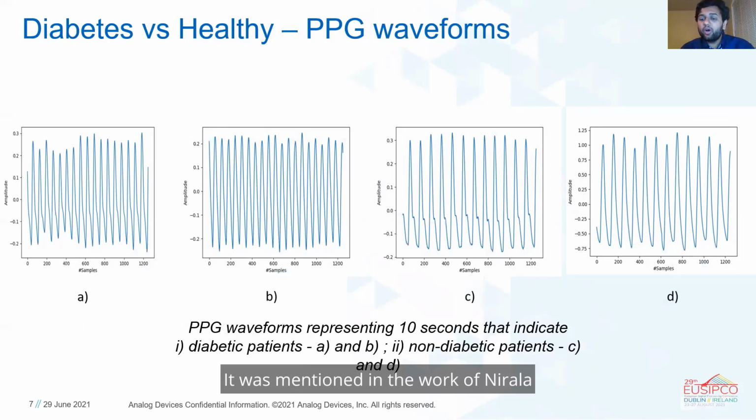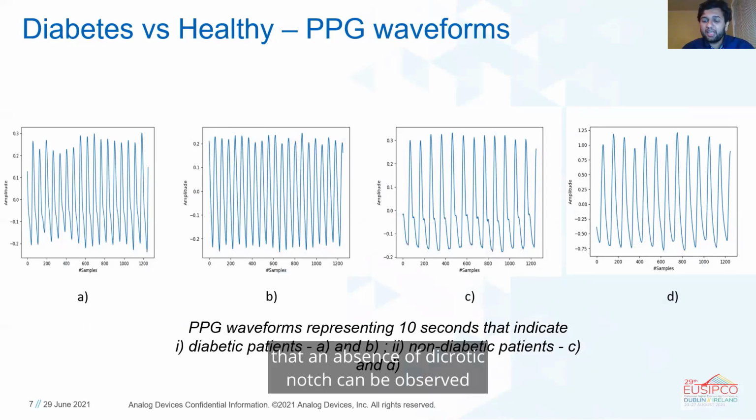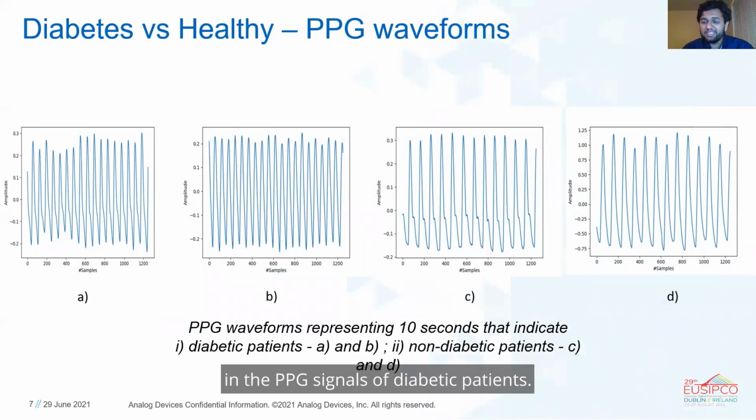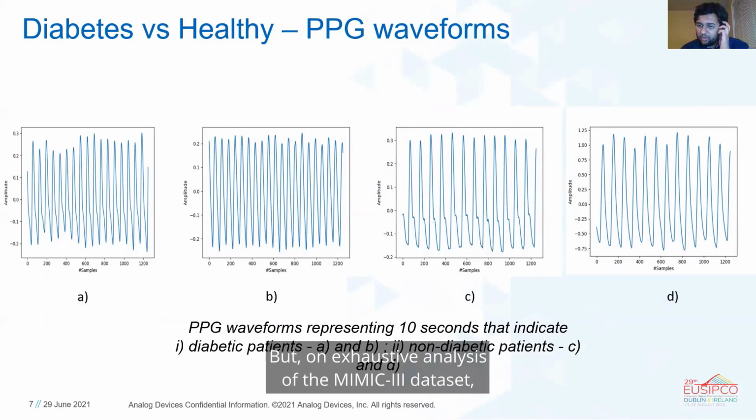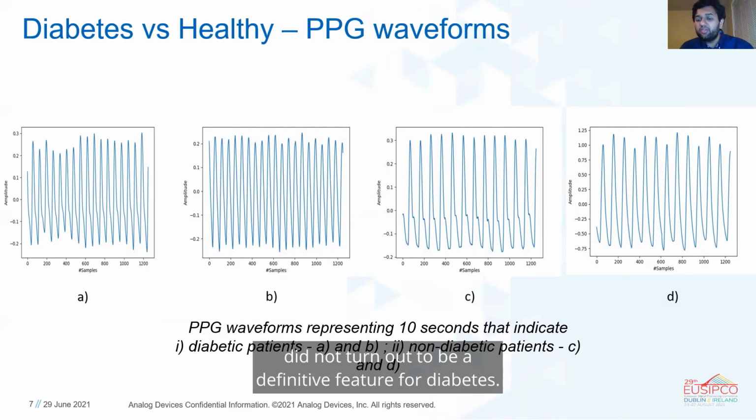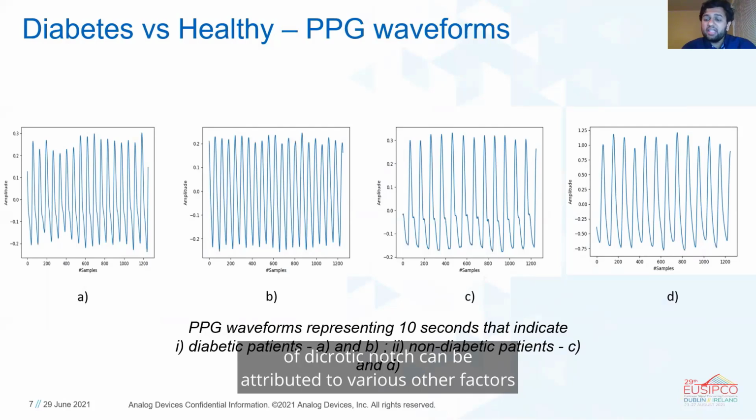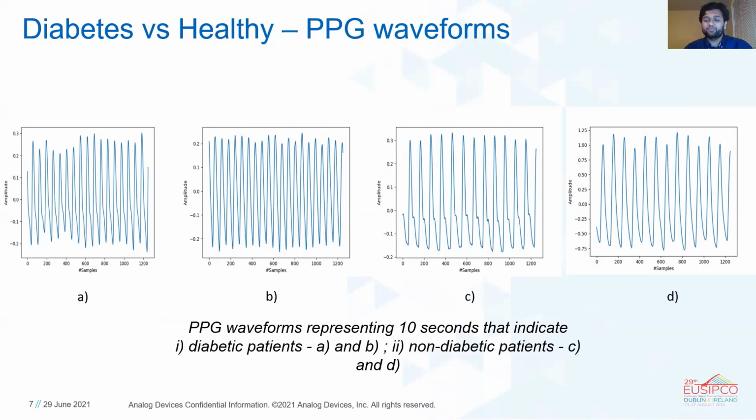It was mentioned in the work of Nirala that an absence of dicrotic notch can be observed in the PPG signals of diabetic patients. But on exhaustive analysis of the MIMIC-III dataset, we observed that the absence of dicrotic notch did not turn out to be a definitive feature for diabetes. On pursuing further research, it was found that the absence of dicrotic notch can be attributed to various other factors such as aging, cardiovascular diseases, etc.